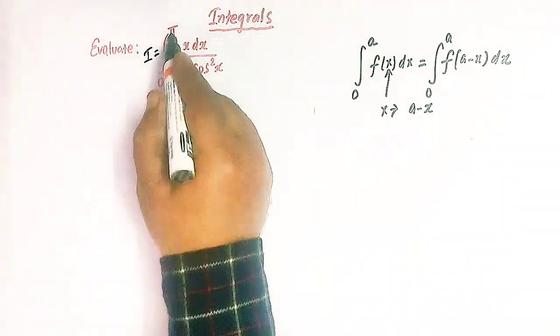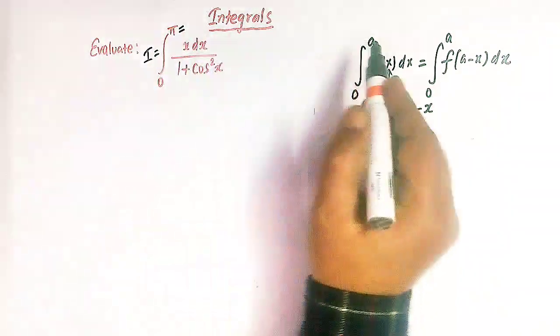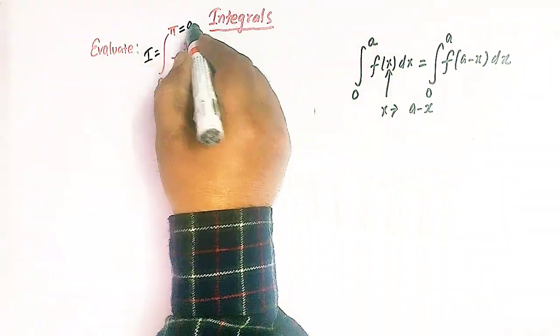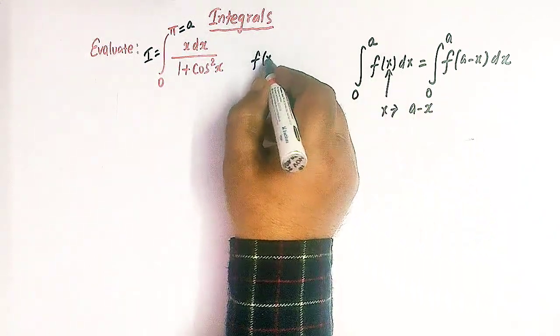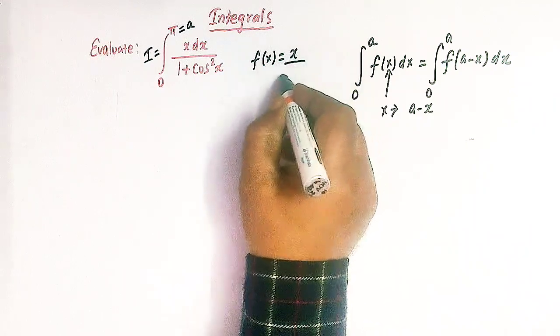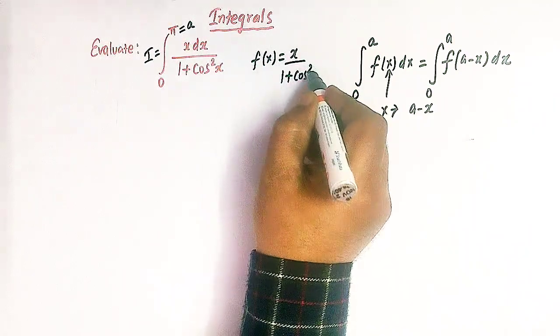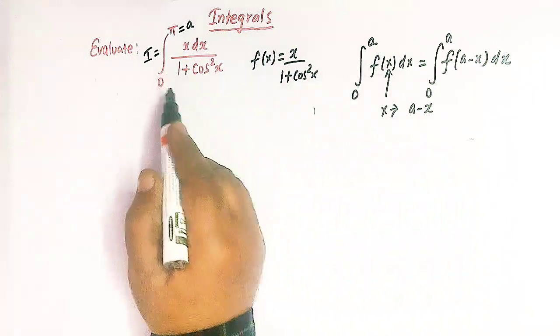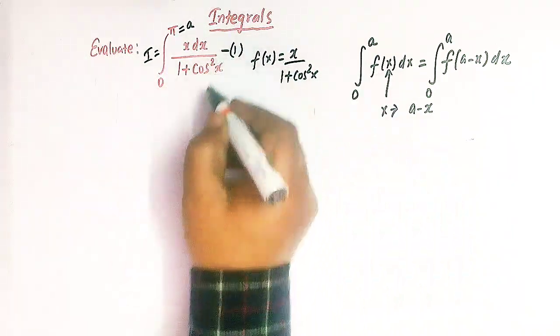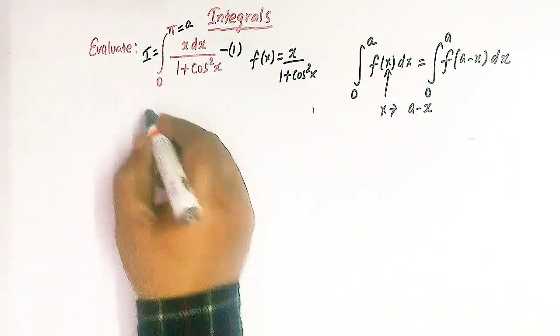So here we have 0 to pi, so the value of a is pi, and the function f of x is given by x over 1 plus cos square x. So let us apply this property to this integral, and let us call this integral as integral number 1.